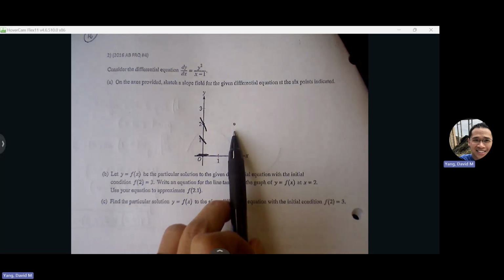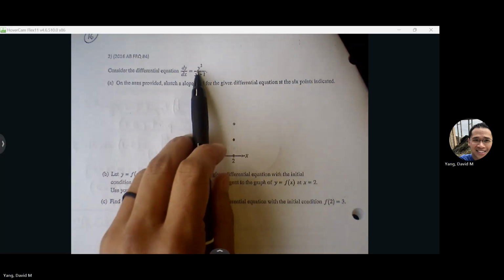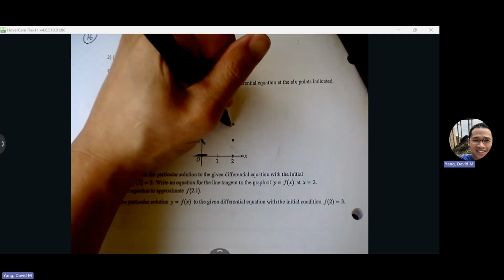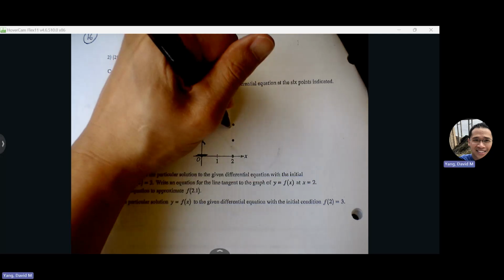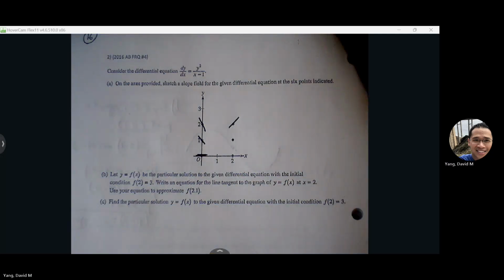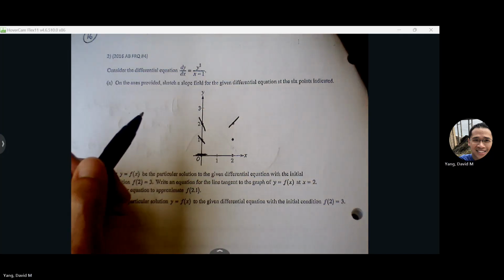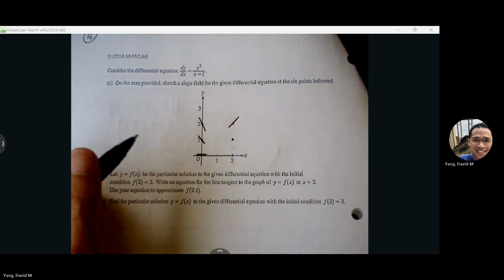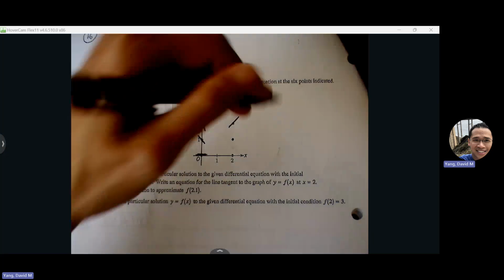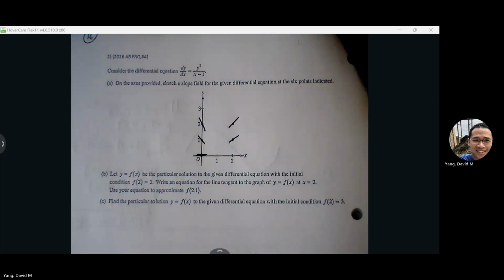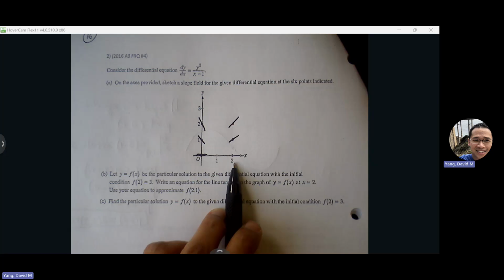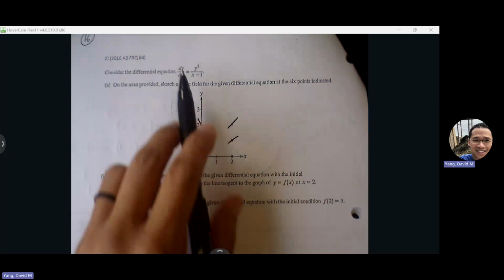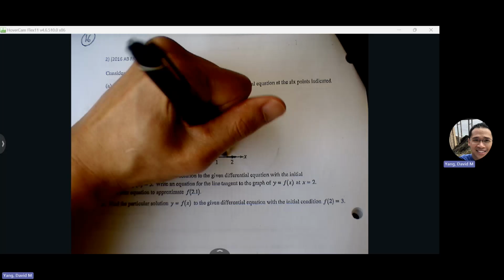Plug in 2, 2. I get 4 over 1, which is 4. Positive slope. Plug in 2, 1. Two in for X, 1 in for Y. Positive value. 2 in for X, 0 in for Y. 0, horizontal.